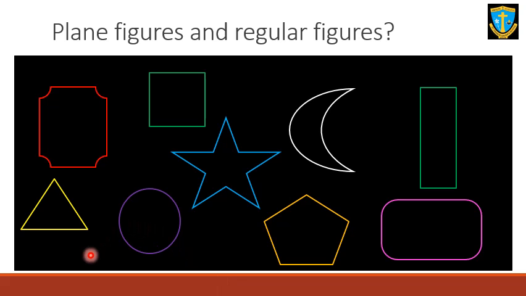Here they are. The triangle. This is an equilateral triangle, this is a square, a rectangle and a regular pentagon. These are regular figures. Why? Because the sides and the interior angles of all these regular figures are the same. Let us learn more about them.